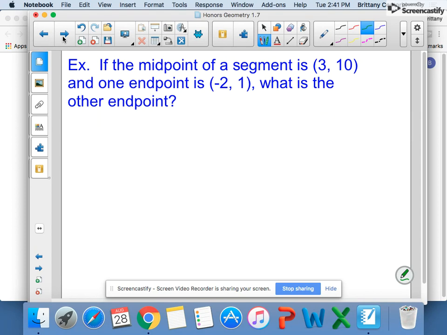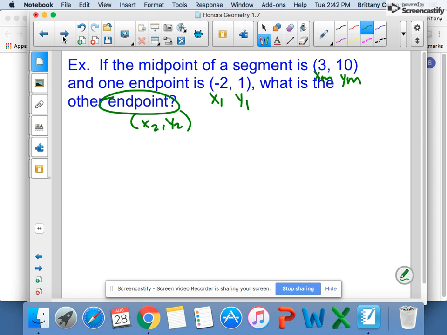And then our last example is we are given the midpoint, so we have to work backwards to find one of the endpoints. So to work backwards, we have to do the opposite of taking the average. So this is going to be our xm and ym. So this is our midpoint. This is x1 and y1. We're trying to find x2 and y2 because we don't have that other endpoint.